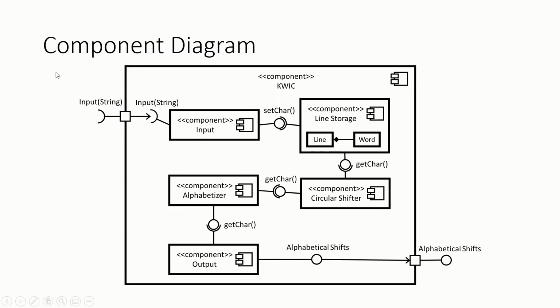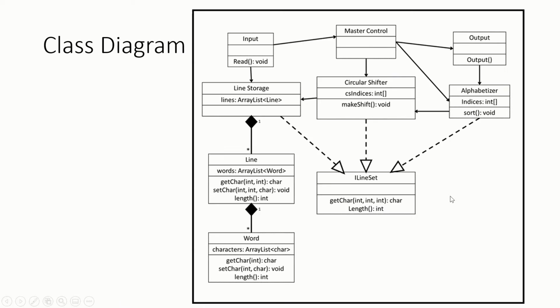Looking at the component diagram, the initial requirement is an input string. That's processed by the input component, which will set characters in the line storage component. And then to access those characters, the circular shifter will use a getCharacter method, and the alphabetizer will use a getCharacter for circular shifter, and the output will use getCharacter for the alphabetizer, where it will create the alphabetical shifts and pass it over as the final output.